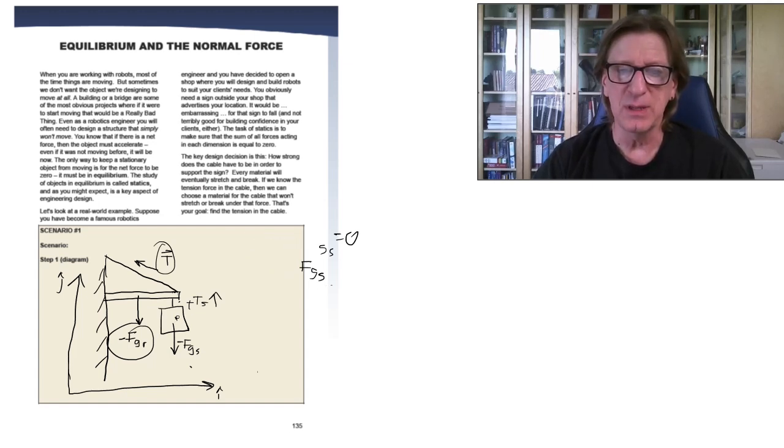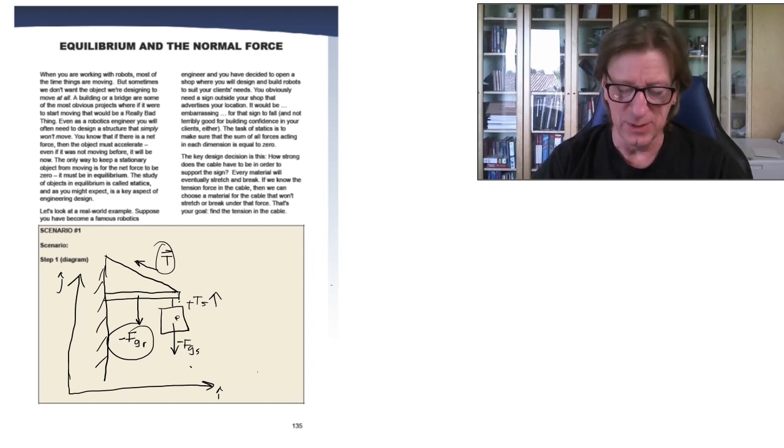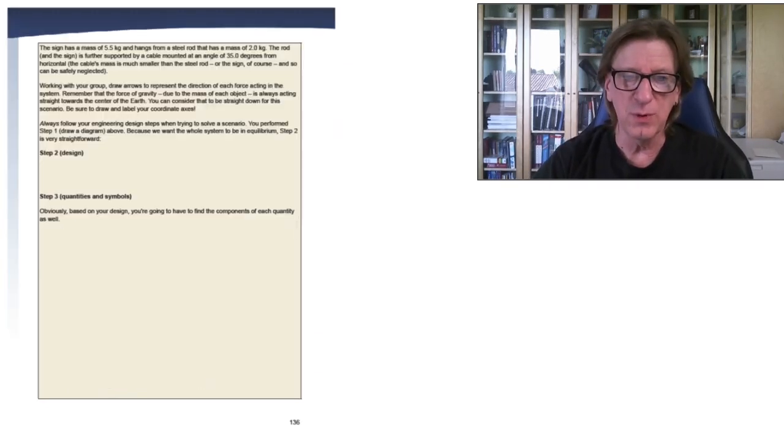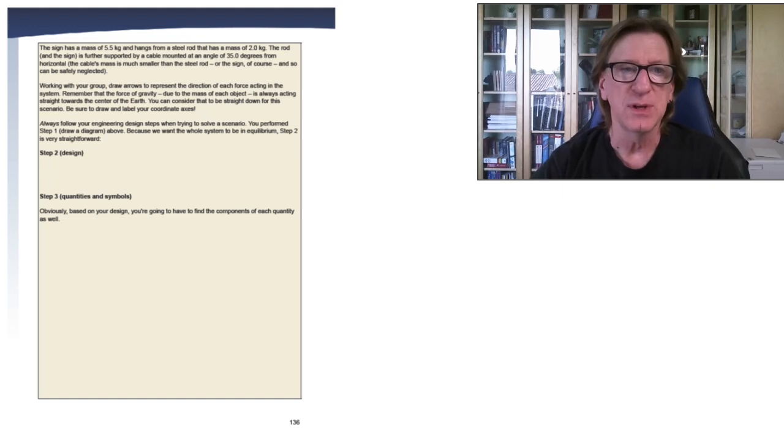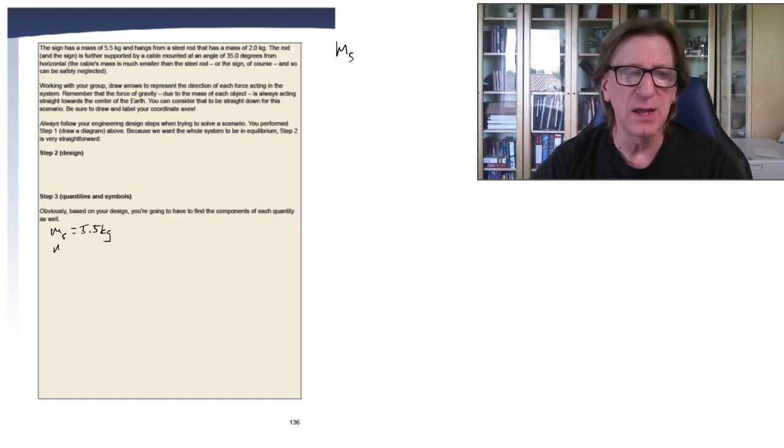So that might be basically all that we've got to worry about right now. We'll see a little bit later, there might be a little bit more to that. So turn over to the next page then. And here we're given all of our components. For example, we are told that the mass of the sign is, let's put this in step 3 since we've got the space for it, 5.5 kilograms. And the mass of the rod is 2.0 kilograms.